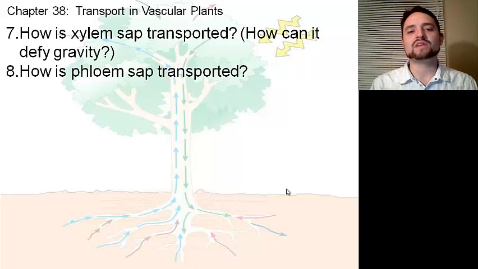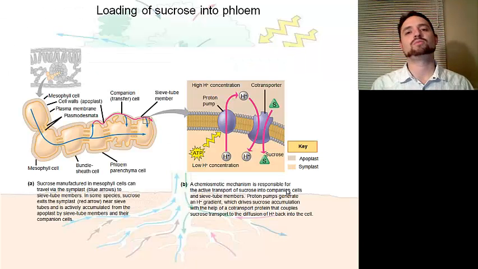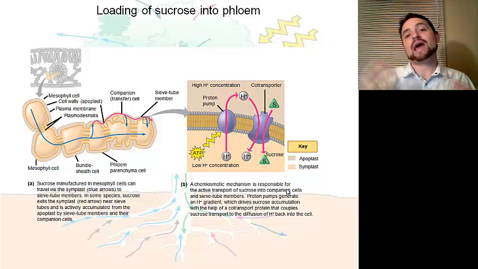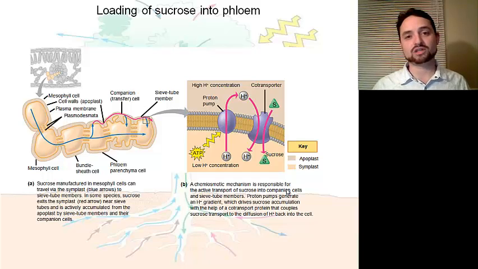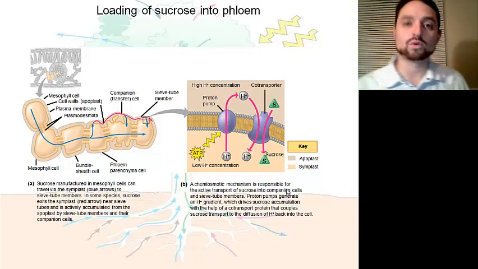The next point here is, how is phloem sap transported? Phloem sap is that sugary substance that's made in the leaf. It's stored a lot of times down in the roots. It has to get to the roots for cellular respiration to take place, so there has to be a process of going down, and that process is through phloem cells. So how does phloem load sucrose? Sucrose is the molecule most commonly used to transport sugar throughout the plant organism.